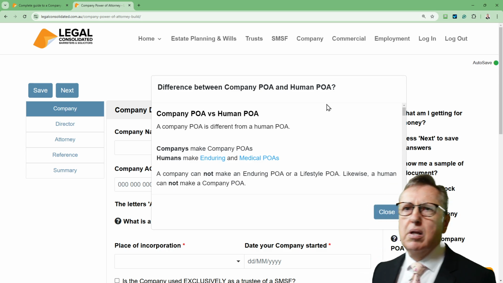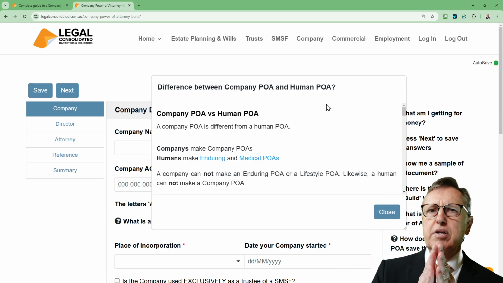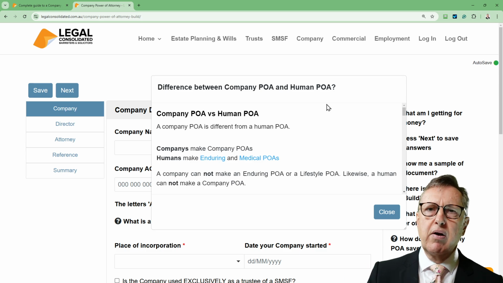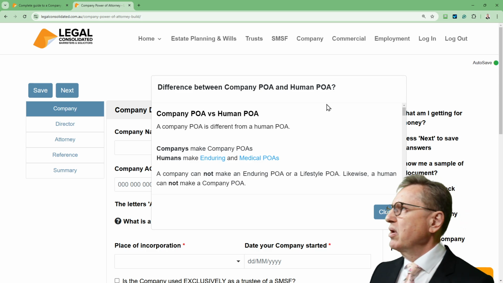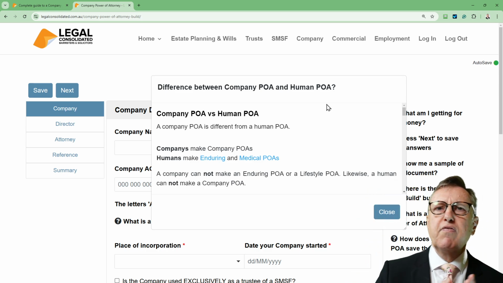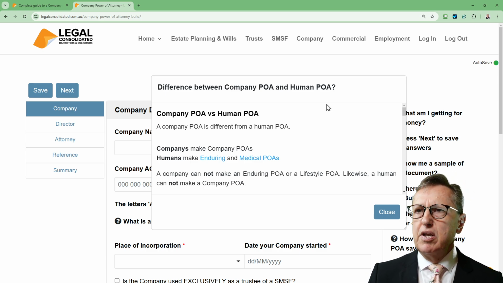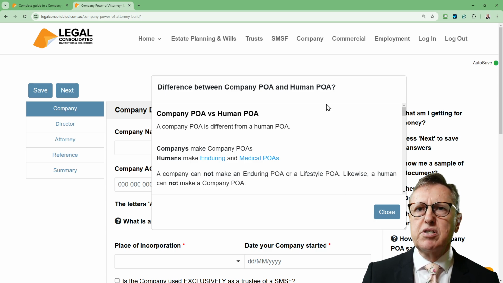So a human power of attorney is a human appointing another human, whether it be an enduring or a medical lifestyle power of guardianship. It doesn't protect the company. If the person that you've appointed dies, the human enduring or medical power of attorney ceases to exist.